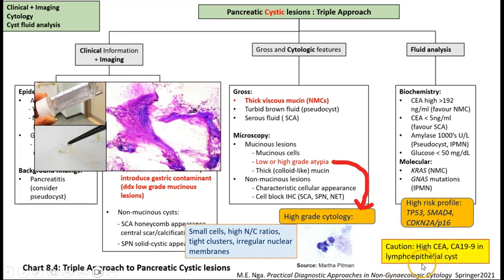I would also like to share a word of caution that lymphoepithelial cysts, although benign, can also have very high CEA levels, sometimes in the thousands, and also CA19-9 within the cyst fluid. So a diagnosis must always be made with several parameters tied together and not just looking at one parameter such as fluid analysis only.